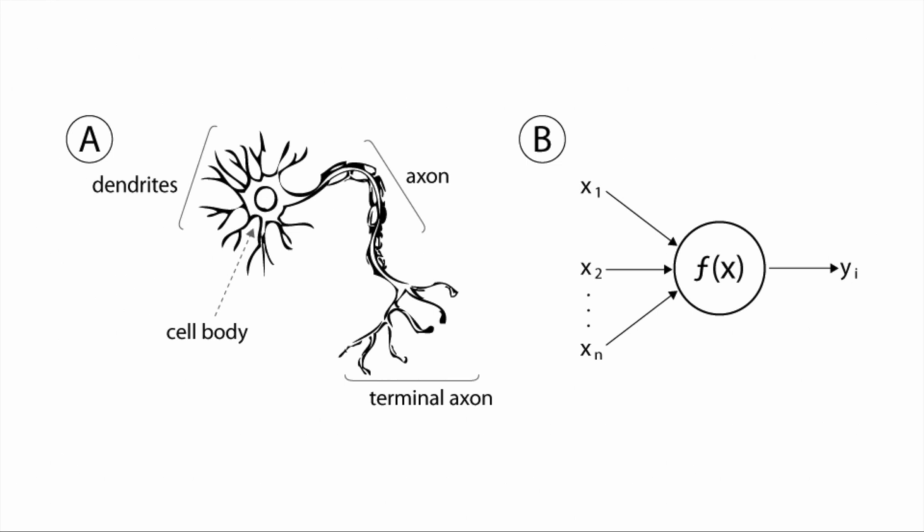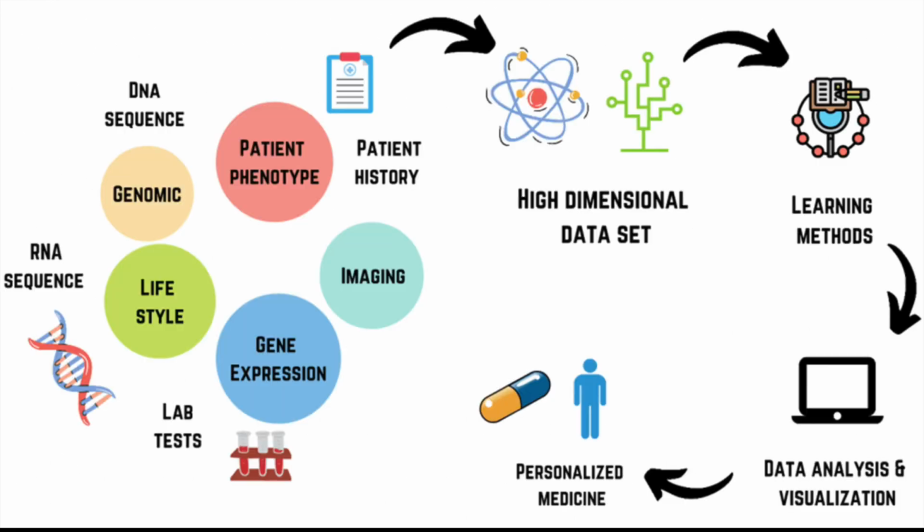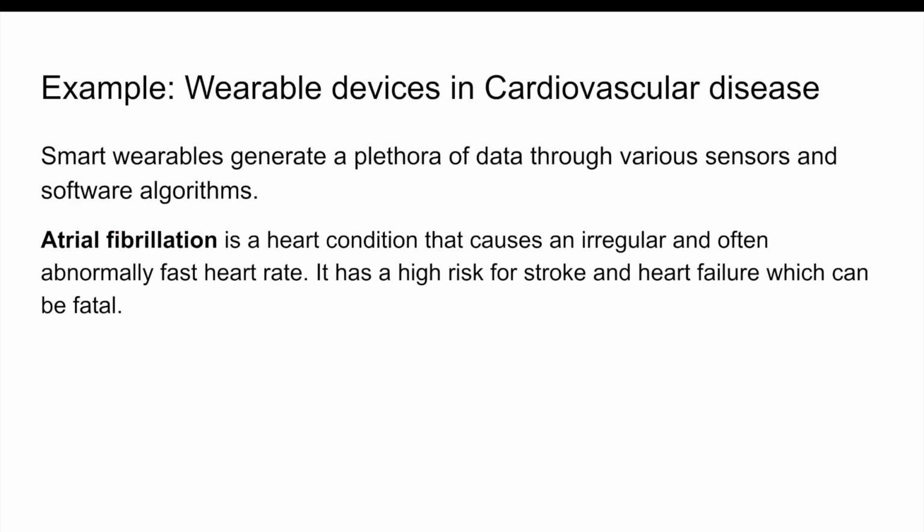Here is a simple structure of a single biological and artificial neuron, both taking an input and release an output. In the artificial neuron, it performs a mathematical function on the input data in order to determine the output. Here is another photo example showing the kinds of data that would be put into a data set, processed, and then analyzed to create personalized medication.